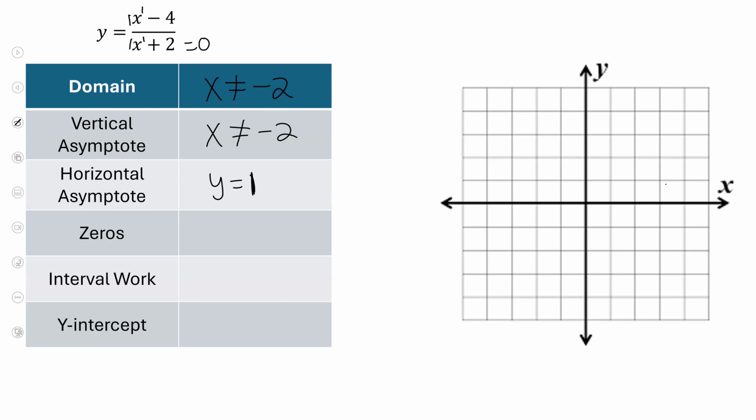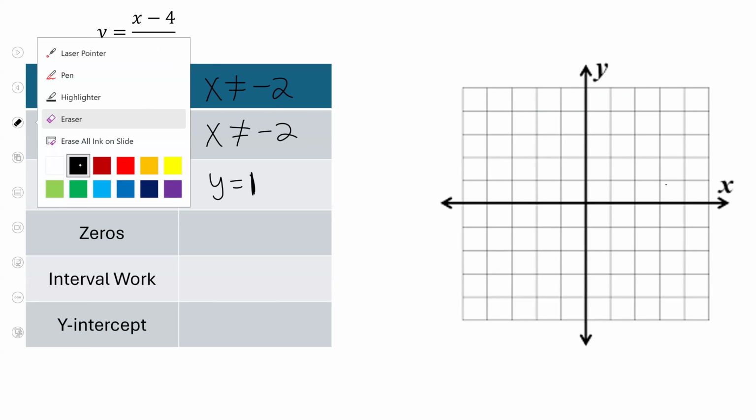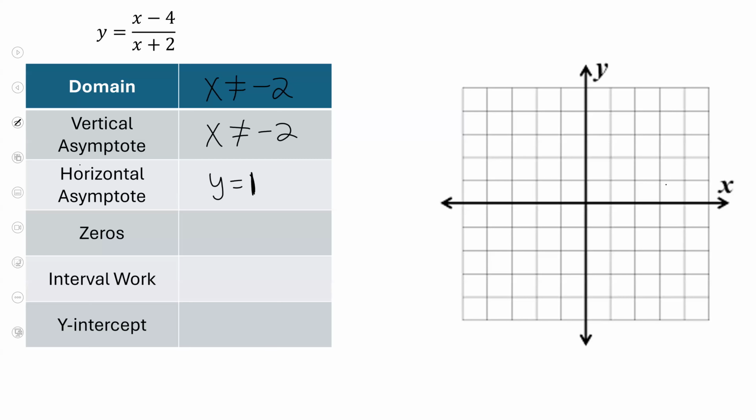The zeros, how do we find zeros? The numerator. Exactly. Set the numerator equal to 0 and solve. So what will you get? 4, or you can write it as a point, (4, 0). Okay, the y-intercept. To find the y-intercept, what do you do? Yes, plug in zeros for all of your x's, so you'll be left with -4 over 2, which is just -2. So your y-intercept is (0, -2).